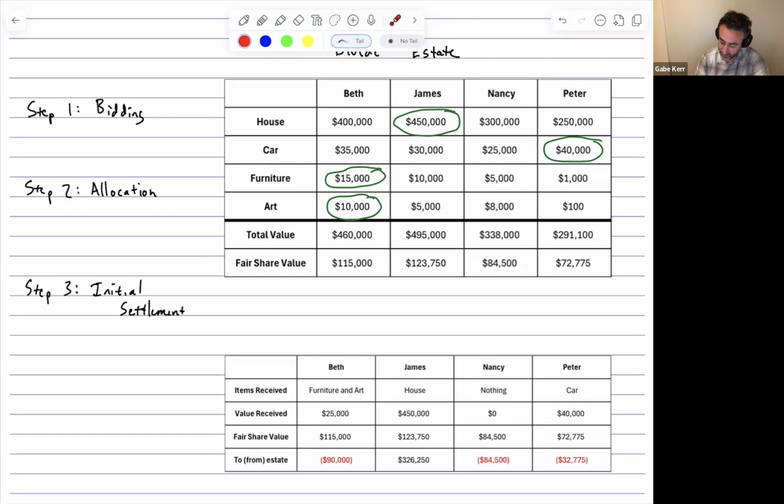And then finally, Peter did receive the car valued at $40,000. His fair share is $72,775. And so he will receive the difference, which is $32,775 from the estate. This is our initial settlement.